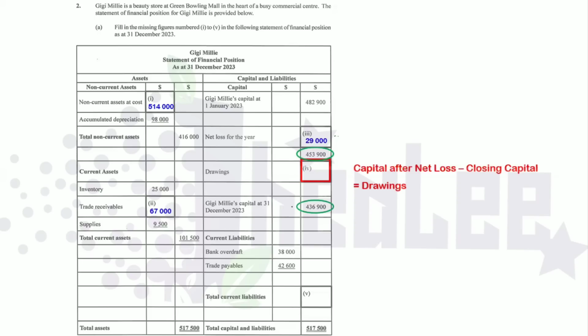We're going to simply pick up our capital after net loss and minus the closing capital, and that would give us a drawings figure, because that's basically the difference between those two figures that we have available. That would give us the drawings. And that is 453,900 minus 436,900, and that gives us a value of 17,000.